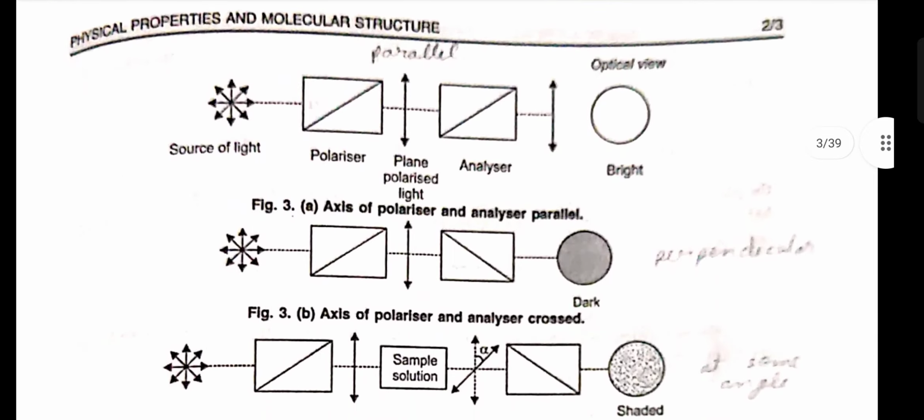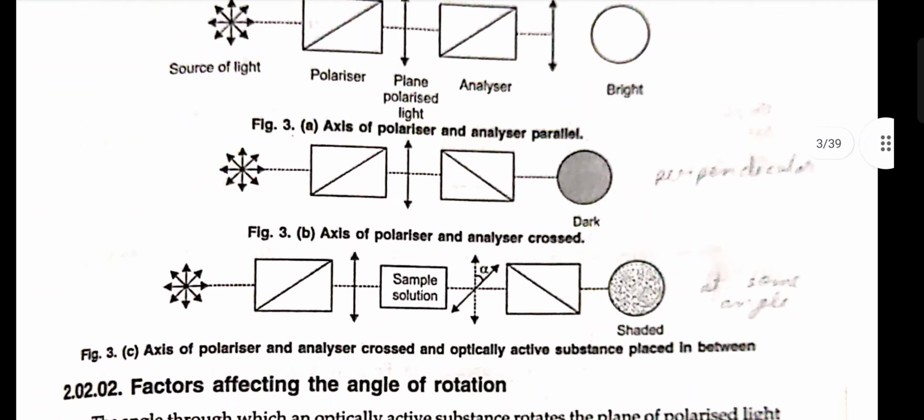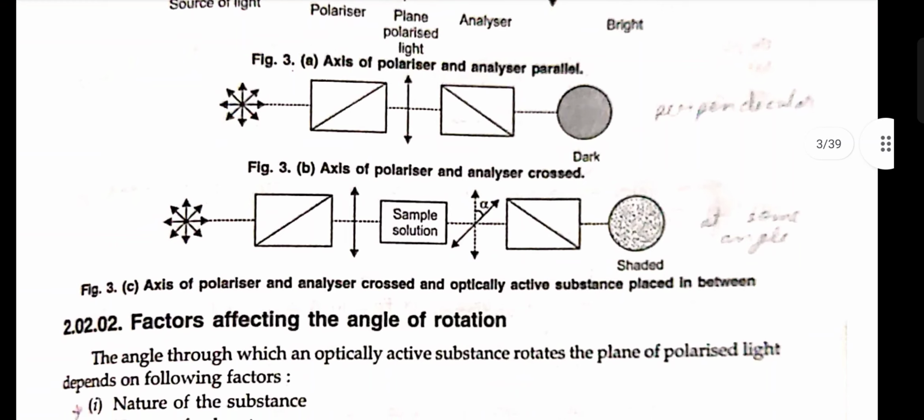As we can see in figure 3a, the analyzer and polarizer are in the same plane, so a bright optical view is observed. And in figure B, the angle between polarizer and analyzer is perpendicular, that is 90 degrees, so a dark spot is obtained, and when they are at some angle, some shaded portion is observed.